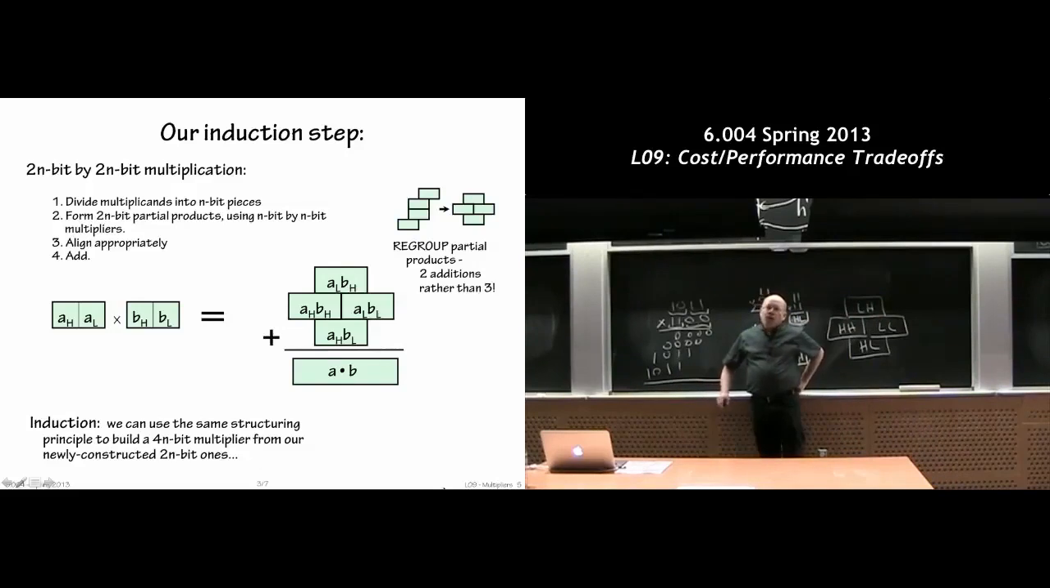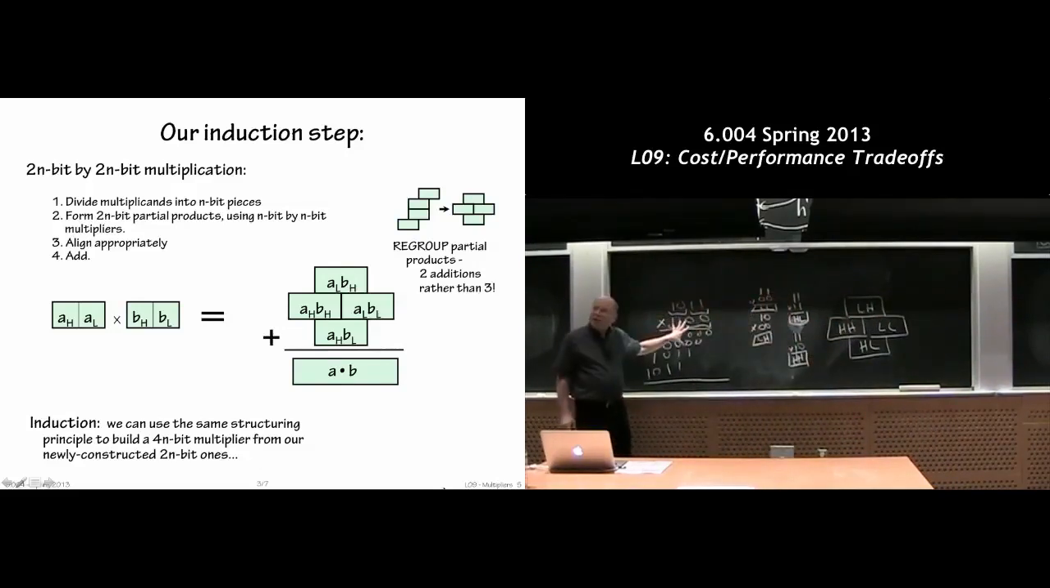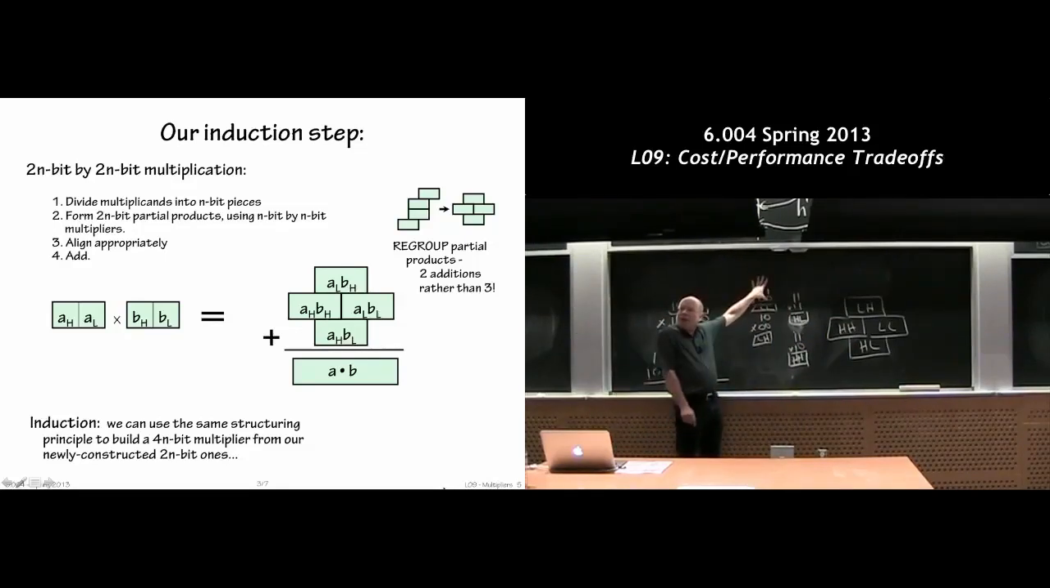Okay, so this is slightly weird because instead of just doing the problem from scratch, like we did here, what I'm doing is assuming I have a building block of half-size operands, and now I'm figuring out how to use that building block to do the next bigger problem.